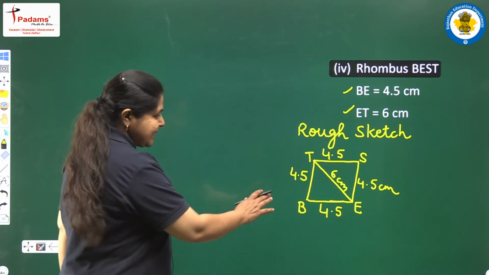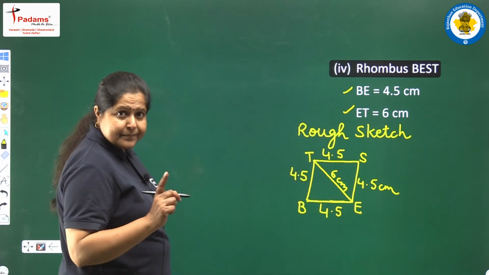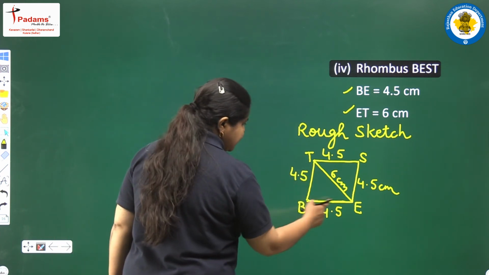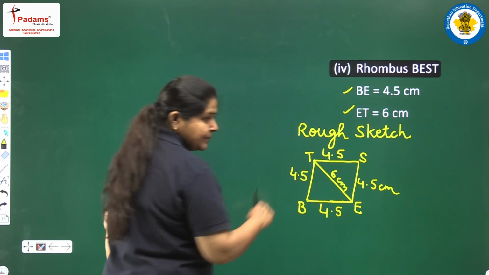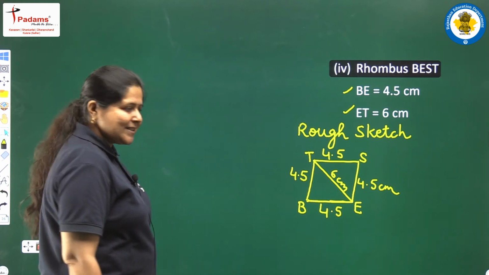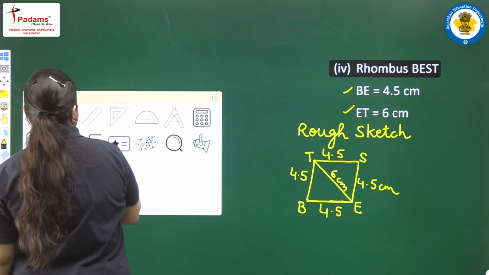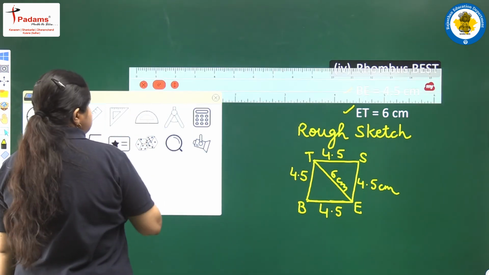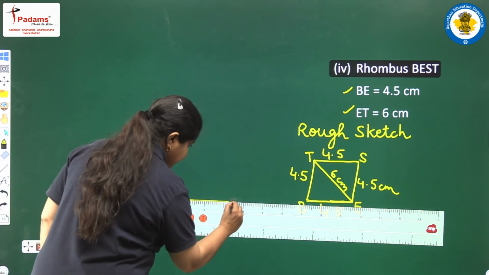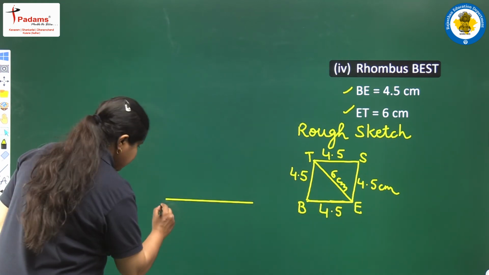Now we can easily visualize that we need to start with this line segment BE measuring 4.5, and then first we will be constructing this triangle BET. Then successively we will be constructing the rhombus. So let us start with a scale to get us a line segment. We draw the line segment 4.5 centimeters long, this one. Let us name it as BE.